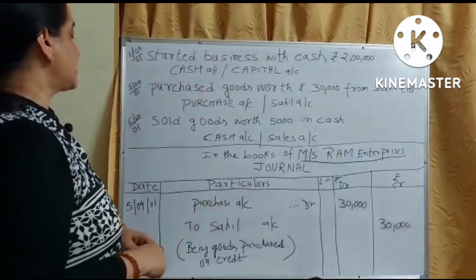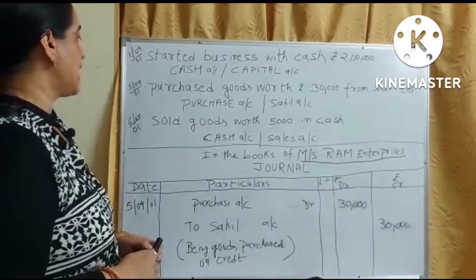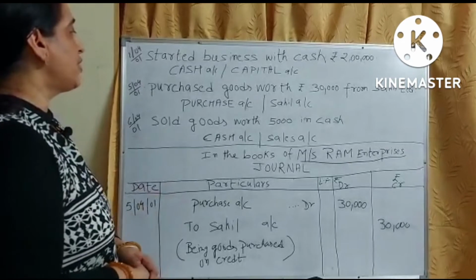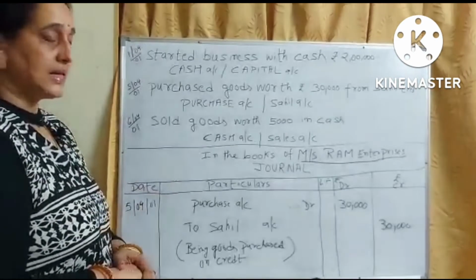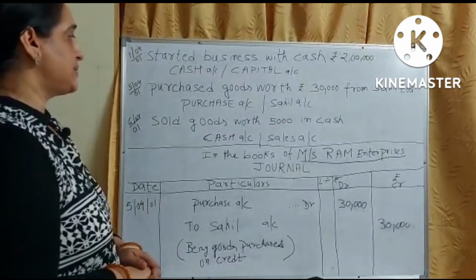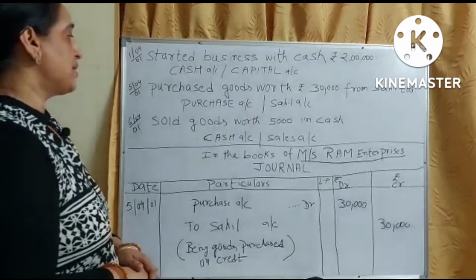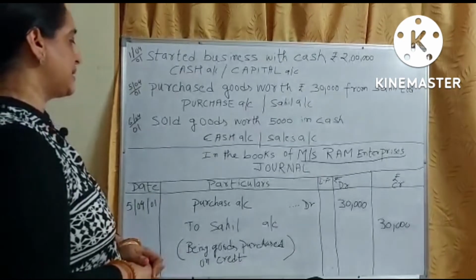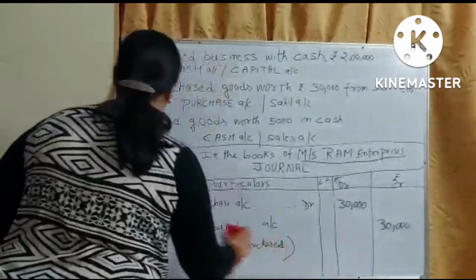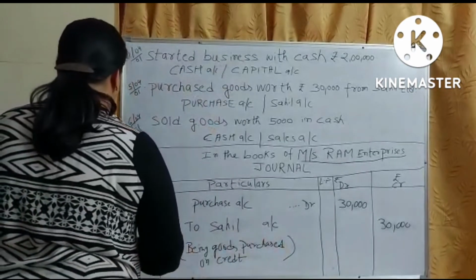Now the third transaction, sold goods worth 5,000 in cash. Now in this transaction, two accounts will be involved, cash account and sales account. Cash account being an asset will be debited, and sales account being an income account or revenue account will be credited. Now first we will write the date, that is the date of occurrence of the transaction is 6th of April.